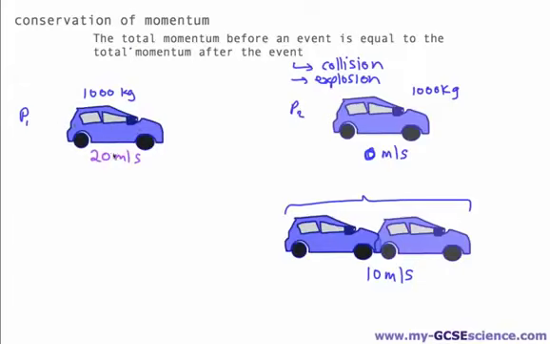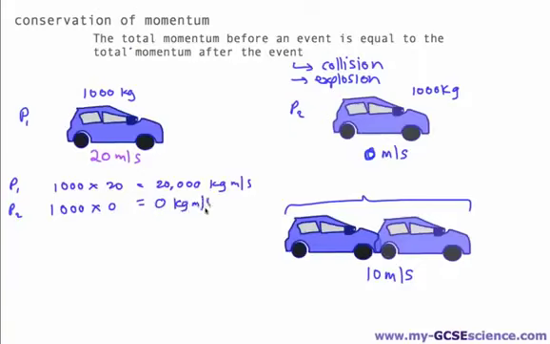So the momentum of the two cars together is, let's do the first one first, so it'd be 1000 times 20 equals 20,000 kg m/s. The momentum for the second car is again 1000, but this time it's times 0 equals 0 kg m/s. And remember the total momentum, so add those two together, we stay with 20,000. So that's the momentum before the event.